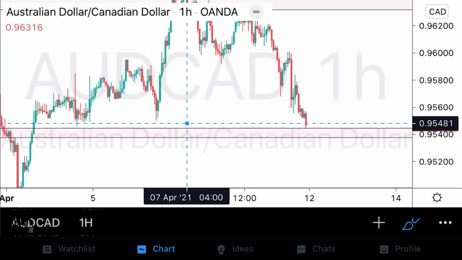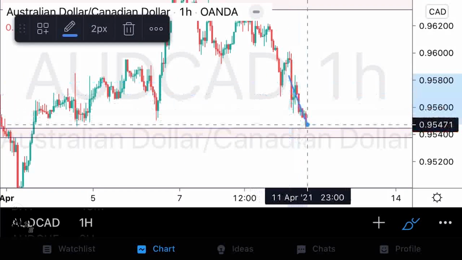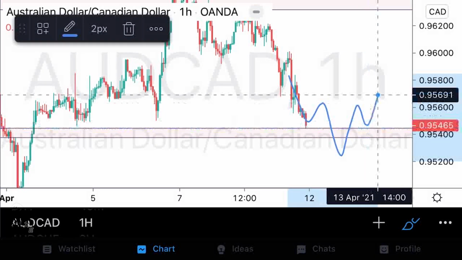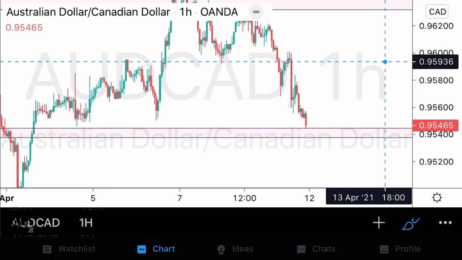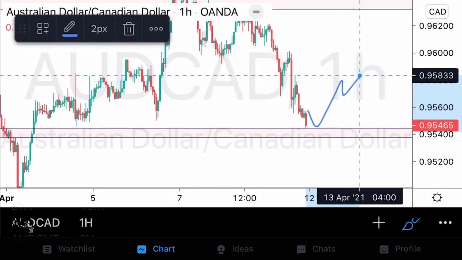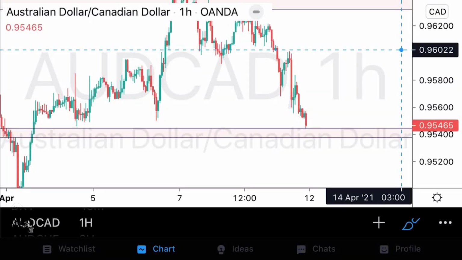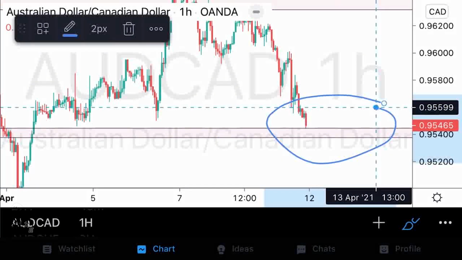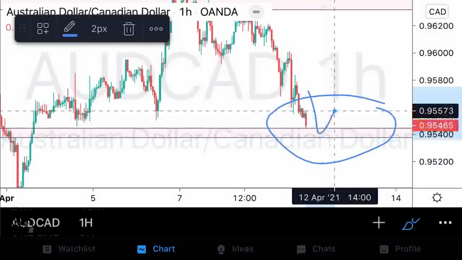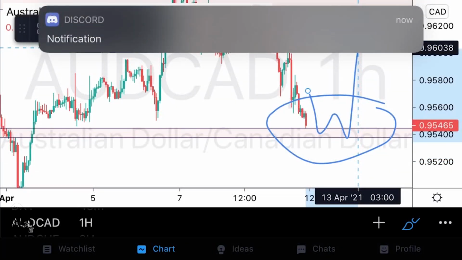So what will I be looking for on Aussie CAD to confirm the directional bias that we've established from those higher time frames? I will be looking for price to show me a reversal to the upside. I will be looking for price to impulse and correct, and so give me an opportunity to get into the market by a corrective structure. What kind of corrective structure? A reversal, of course. That's what I want to see.